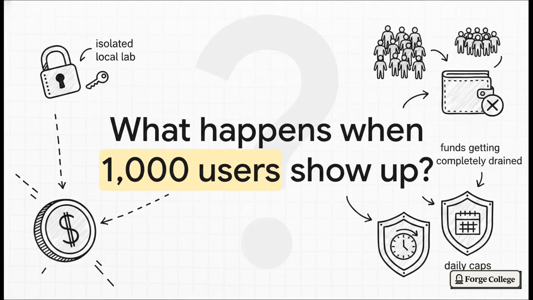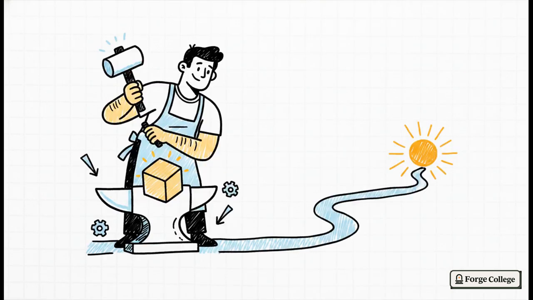Okay, so our minimal Paymaster works brilliantly in our isolated local lab. The bouncer and the bookkeeper are working perfectly together, and we've successfully laid the groundwork. But here's the real question. What happens when 1,000 users show up at the exact same time? A simple whitelist isn't going to save our funds from draining in minutes. How do we start designing richer policies like dynamic rate limiting and daily caps? That's exactly what we need to figure out next.